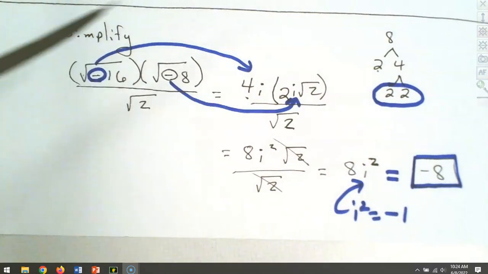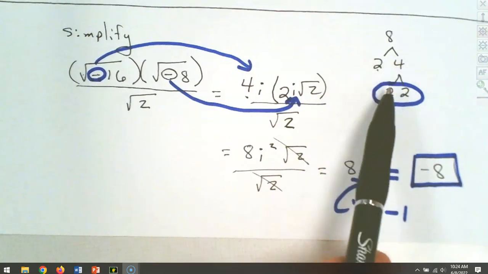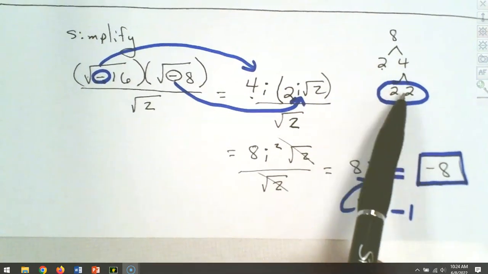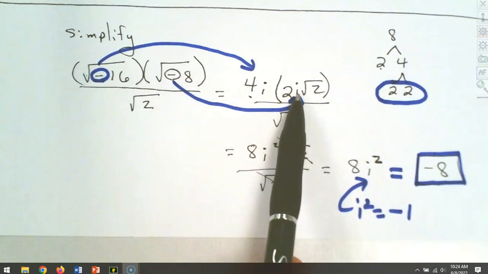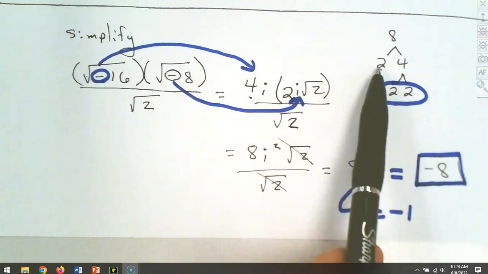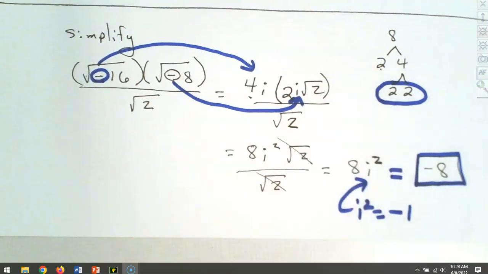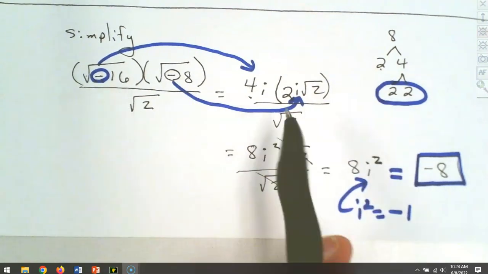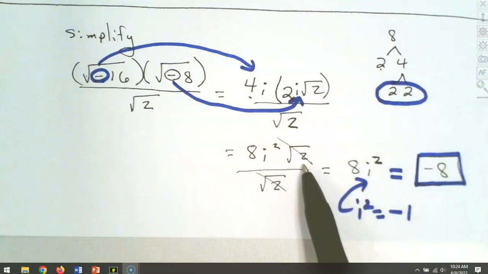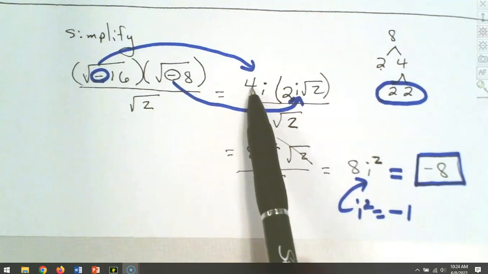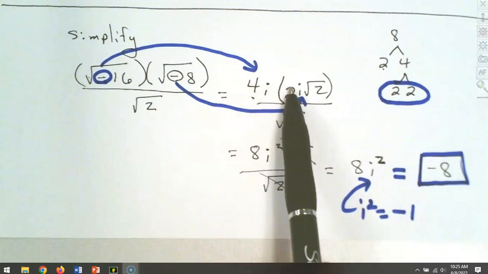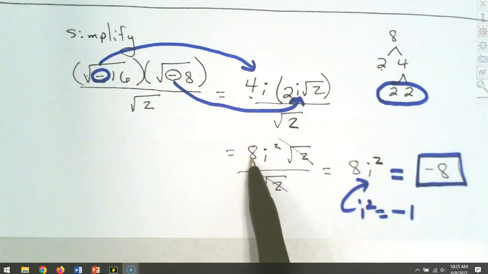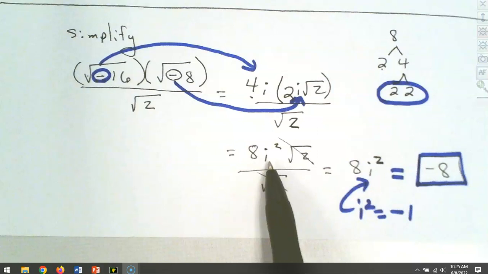Then we took the 8. 8 broke up into 2 and 4, 2 and 2, so we have a pair of 2's. That comes out. The negative makes it an i. And then what's left over that doesn't have anything? Square root of 2. Now, that square root of 2 just comes down because there's no other square roots in the numerator. And what do we have up here in the numerator? We have 4 times 2. Those came out. 4 times 2 makes it an 8. i times i makes it an i what?